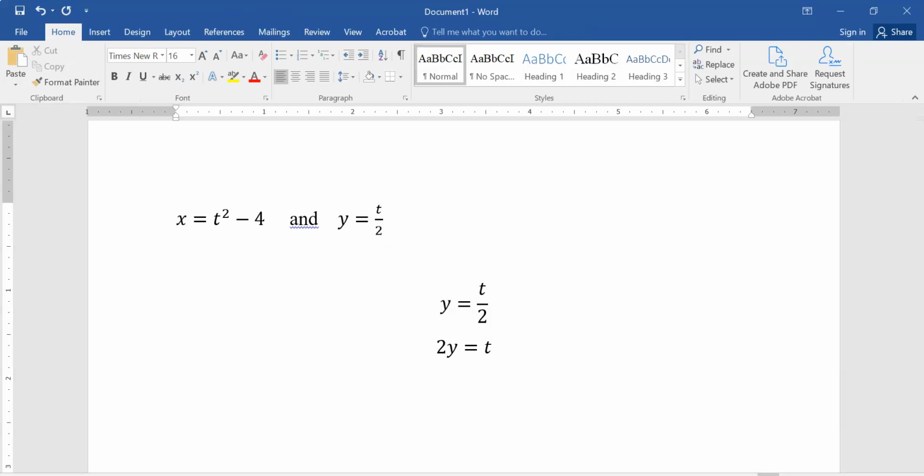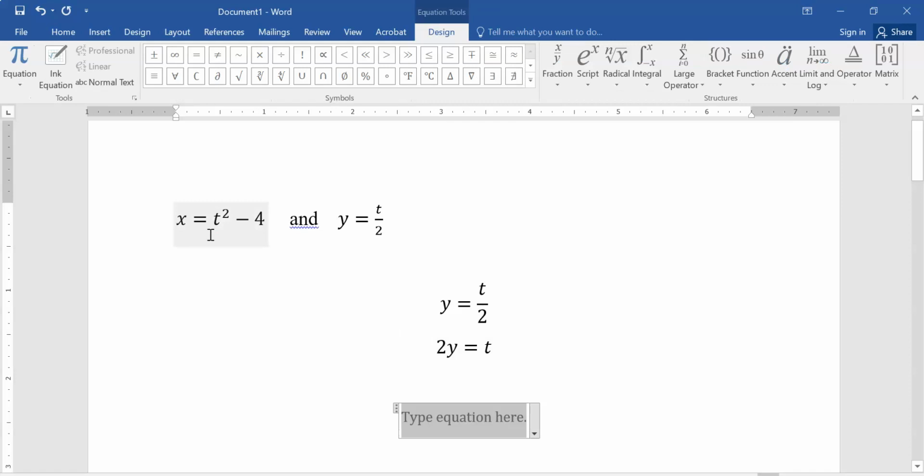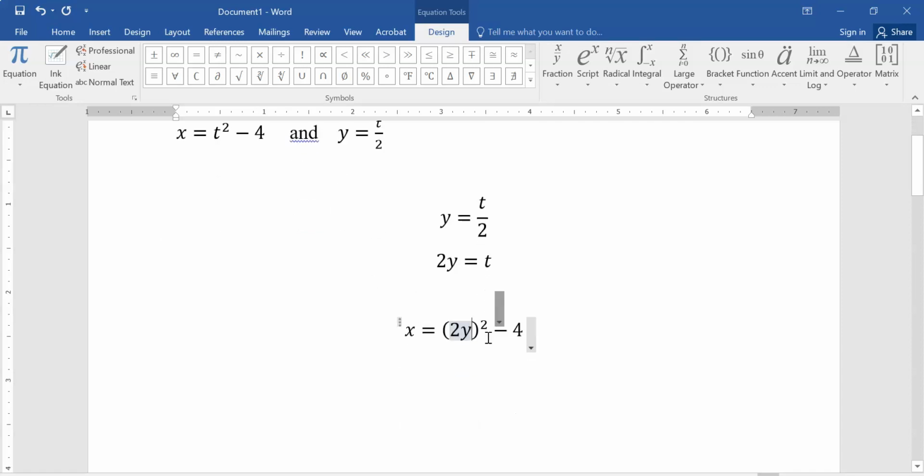Now, when you get 2y equals t, you can take the other equation and plug in the expression 2y for the t. So we get x equals, and again, we're going to replace the t with the expression 2y. Hopefully that makes sense. We go x equals t squared minus 4, replace the t with the 2y we solved for in the other equation.